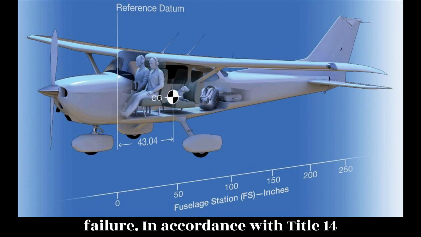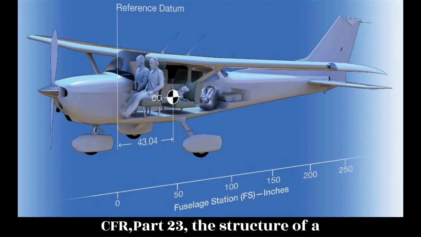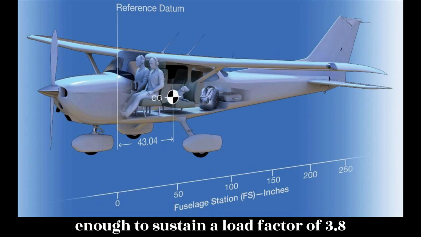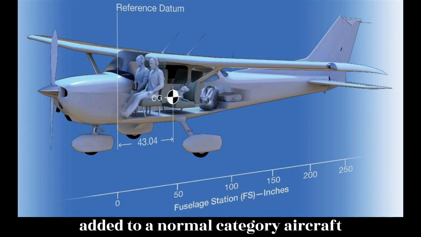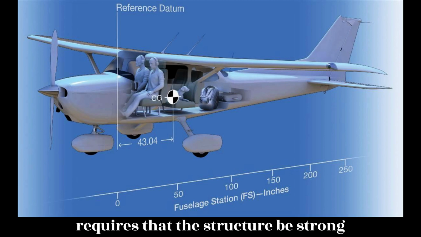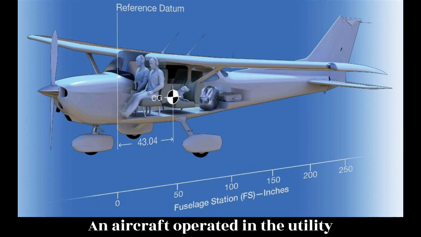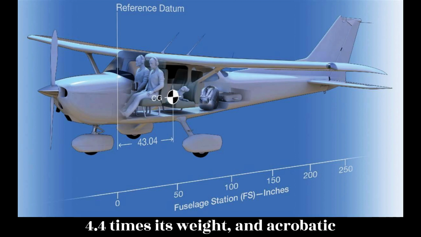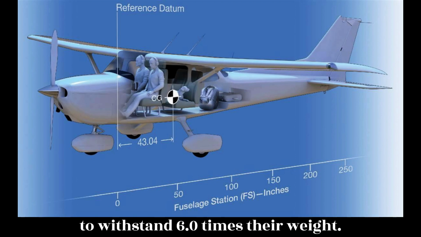In accordance with Title 14 of the Code of Federal Regulations, 14 CFR, Part 23, the structure of a normal category airplane must be strong enough to sustain a load factor of 3.8 times its weight. Every pound of weight added to a normal category aircraft requires that the structure be strong enough to support 3.8 pounds. An aircraft operated in the utility category must sustain a load factor of 4.4 times its weight. An acrobatic category aircraft must be strong enough to withstand 6.0 times its weight.